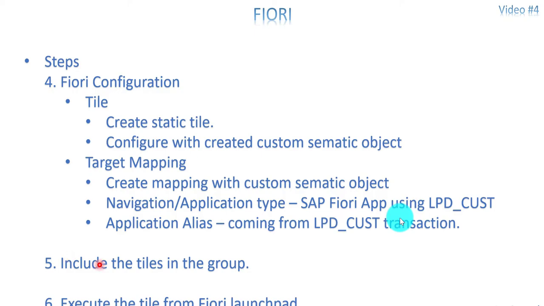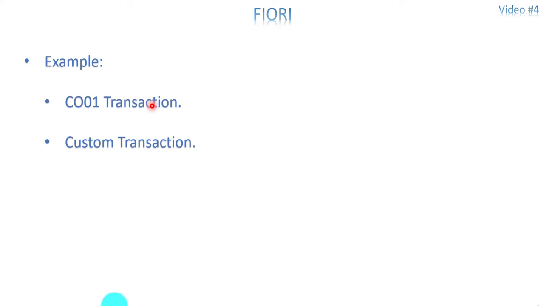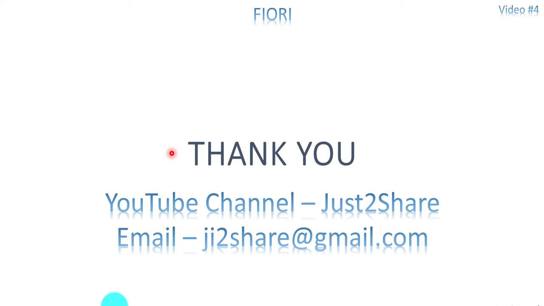And finally, include your tiles in the group and execute your tile from the Fiori launchpad. So I hope you're able to follow the steps. So I'm going to do it in the system now. As an example, I'm going to take the CO01 transaction, and I have already created one custom transaction which receives the material number and displays all the information from the MARA table. So that also I'm going to include in my semantic object. Okay, so let's go to the system.